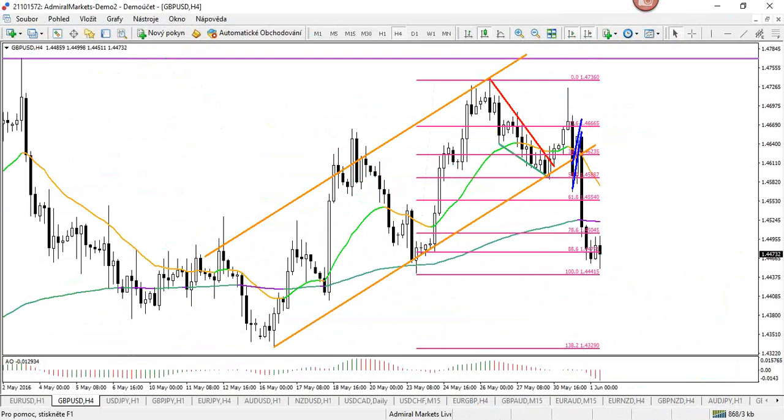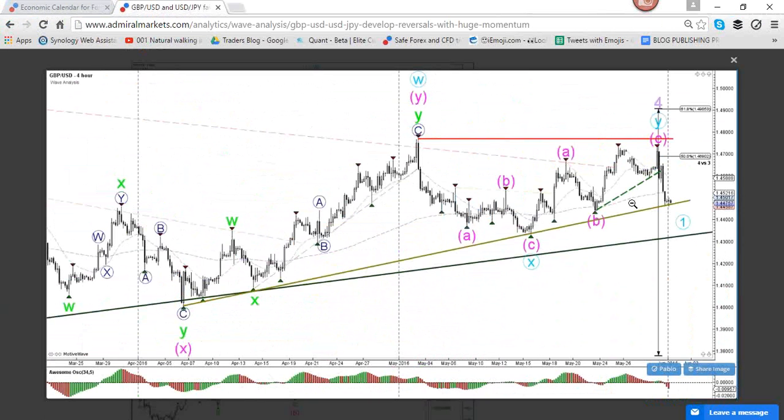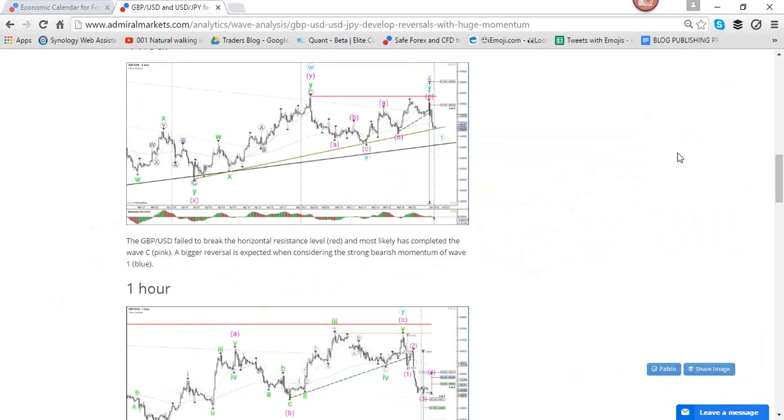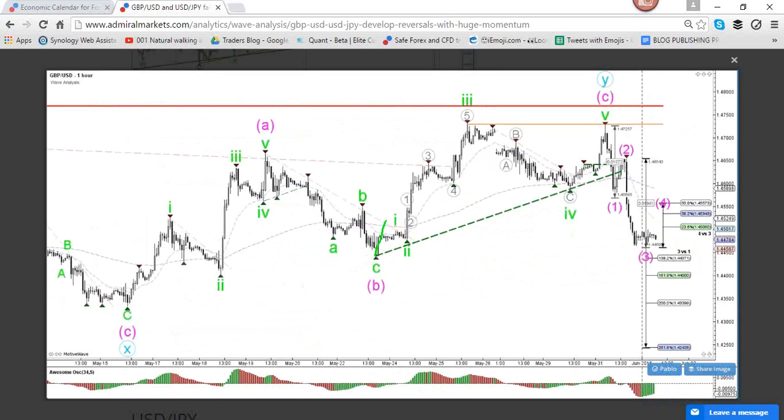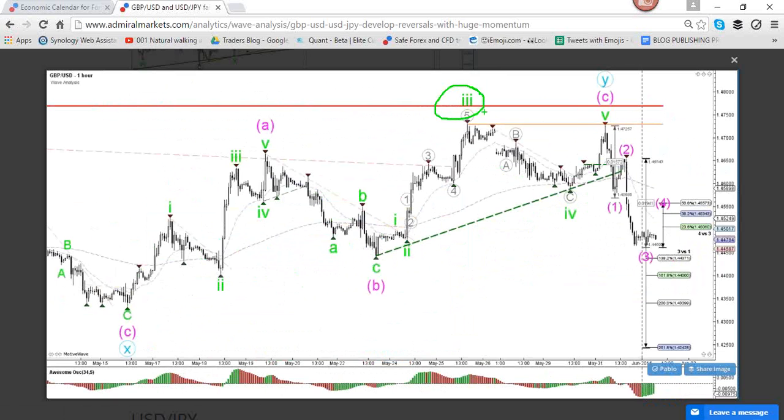So from a longer perspective, I think this could have finished an ABC zigzag. Within the pink C, once again, we had a 5-wave finished as well. And there was a truncated wave 5, which means that the wave 5 wasn't able to break above the wave 3. And that is perfectly possible. It doesn't happen very often, but it can happen. And I think that's what happened with this one.